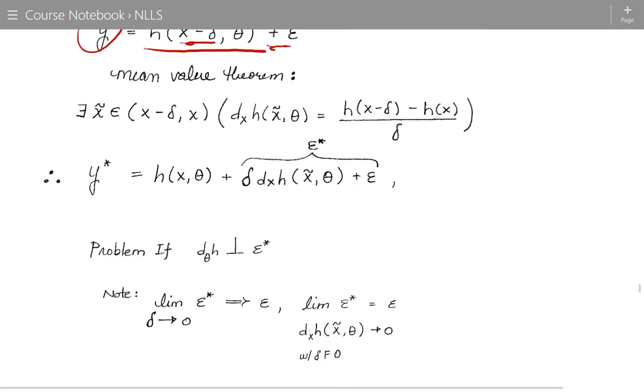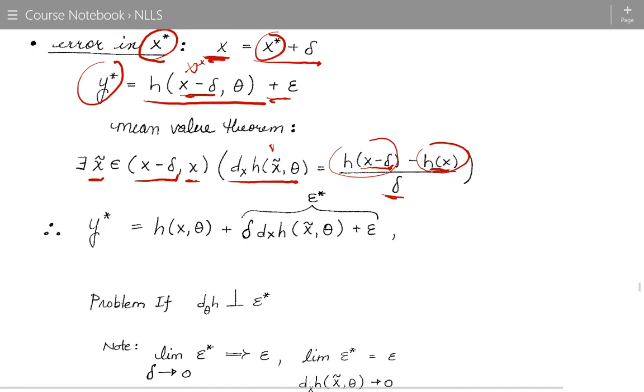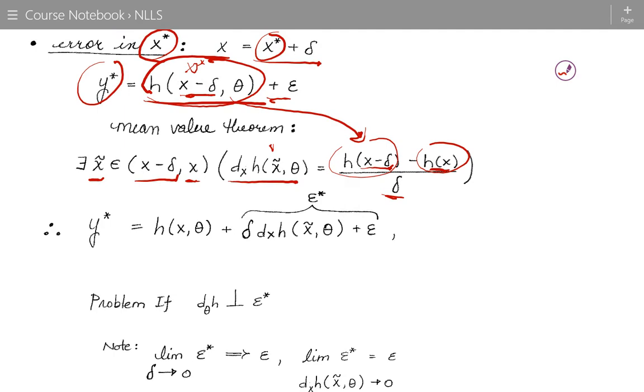And if we use the mean value theorem to indicate that there exists a variable value, x tilde, between x minus delta and x, such that the derivative of h at x tilde is equal to the difference of h at x minus delta minus h at x divided by delta, then we can rewrite this h term, and we've got y star equal to h at x plus the derivative of h at x tilde times delta. Consider this a whole new error term.